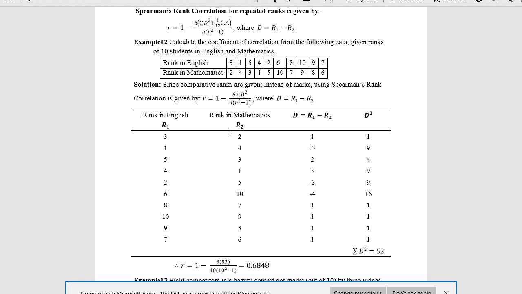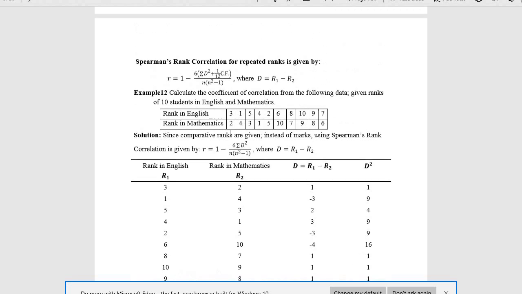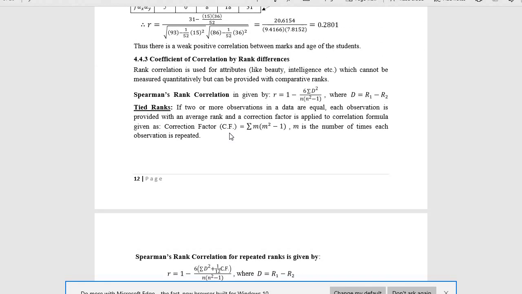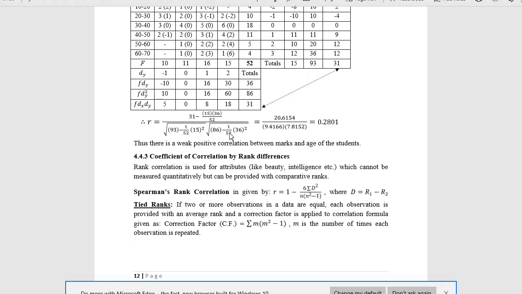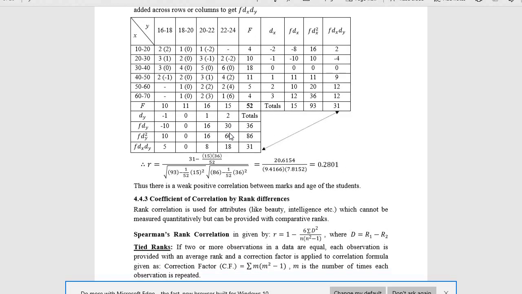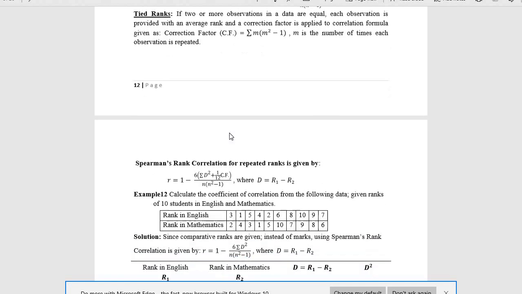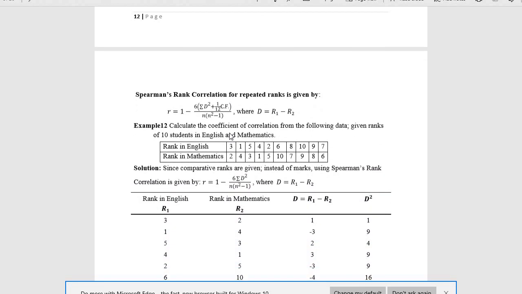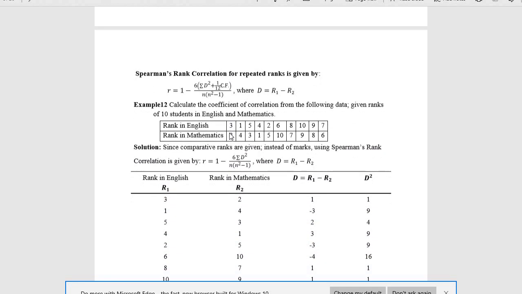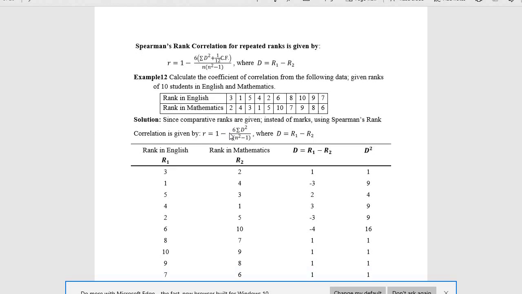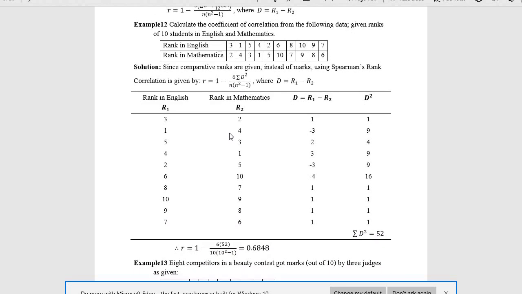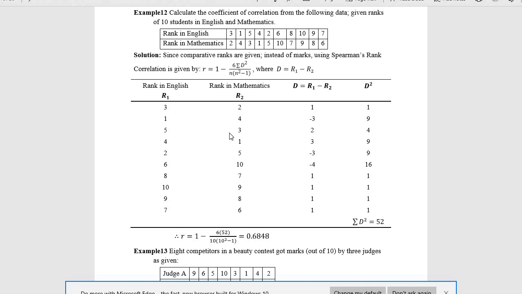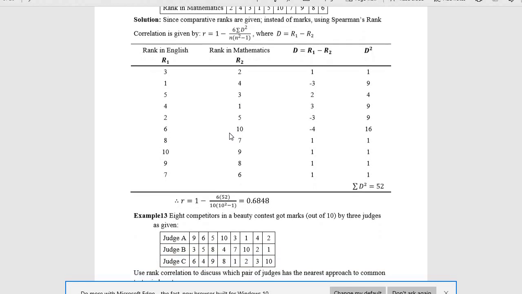D. In the above correlation, ranks are not considered. Here ranks are considered. This is a rank correlation coefficient. So rank correlation coefficient means Spearman's rank correlation we have to apply. The above is the only correlation we have discussed. So ranks given R1, R2, English: 3, 1, 5, 4, 2, 6, 8, 10, 9, 7. The same order, difference, sigma d square.